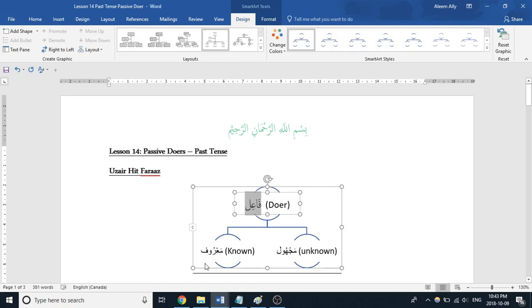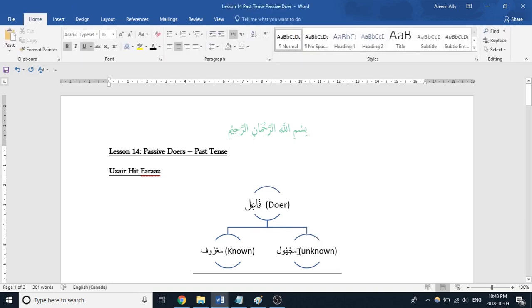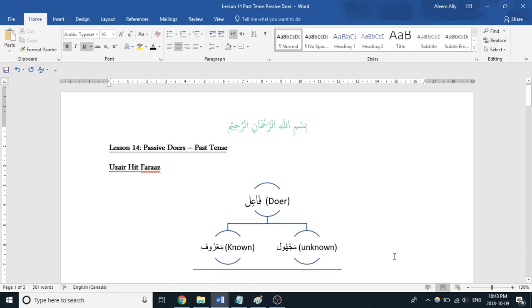But anyway, when it comes to the doer, there are two types. There are ones that are known, which is called ma'ruf, and then there are ones that are unknown, which are called majhul, right? All the verbs that we've dealt with so far and introduced you to, they've always been ma'ruf, known. You know exactly who is doing the action. So maybe to make this a little bit clearer, let's take a look at it in English.